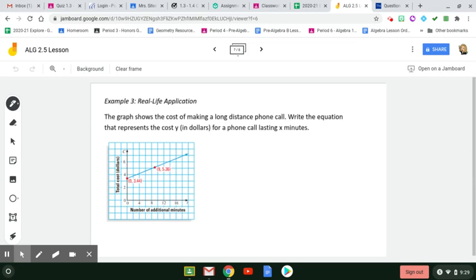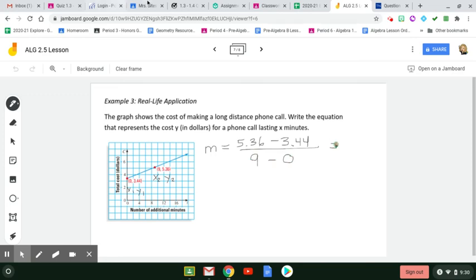It says the graph shows the cost of making a long distance phone call. Write the equation that represents the cost y in dollars for a phone call lasting x minutes. Okay, so I need those two pieces of information. I'm going to go with the slope formula. I'm going to say that this is my x1 and this is my y1, and this is my x2 and that's my y2. So I'm going to do 5.36 minus 3.44 all over 9 minus 0.